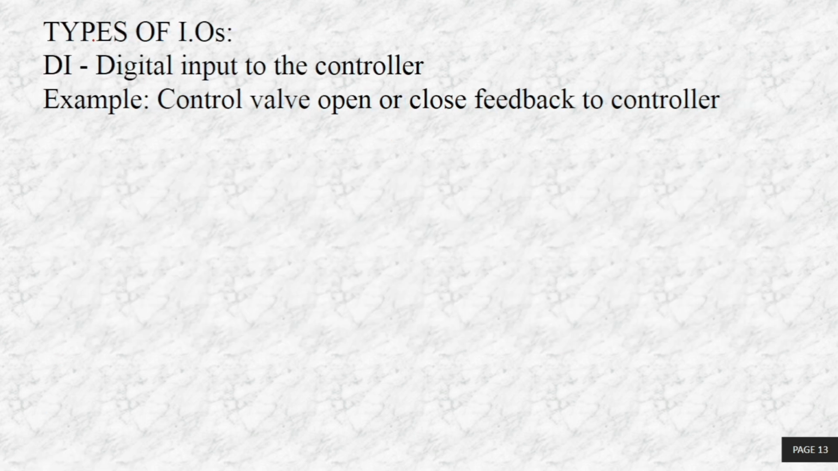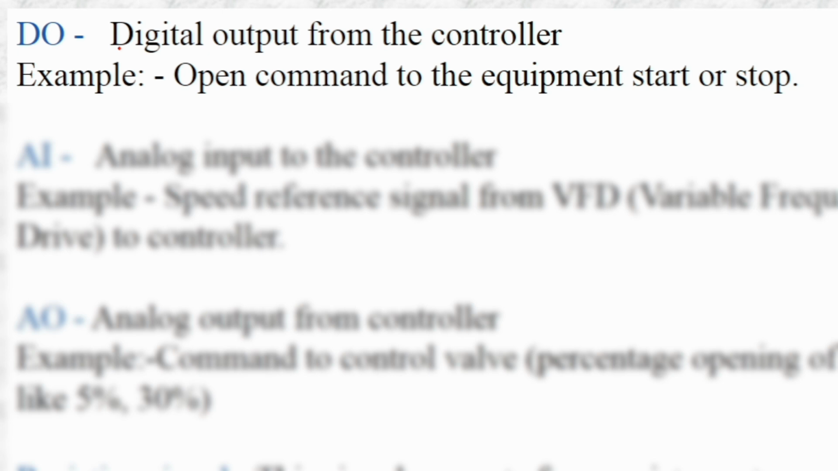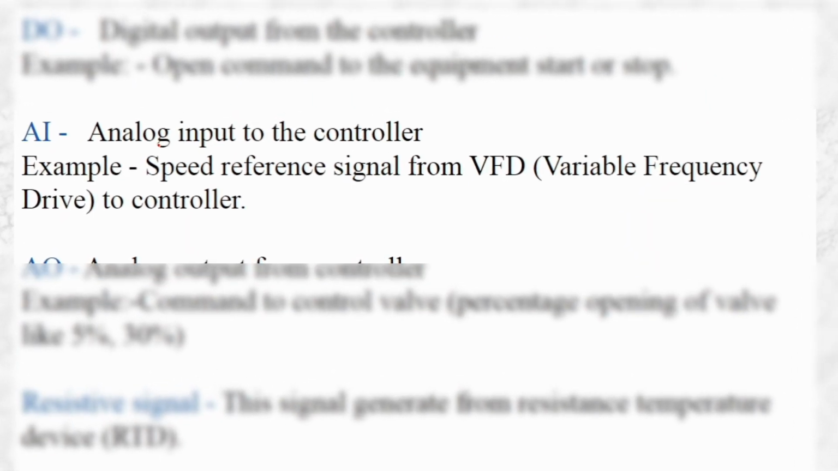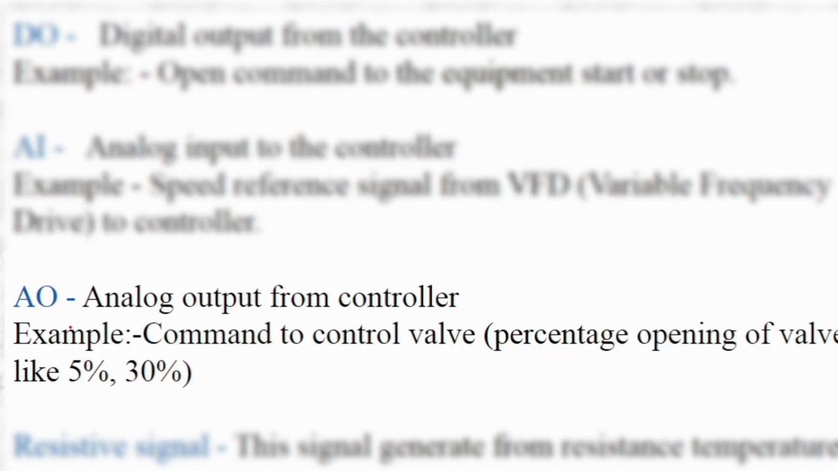Now types of IO. DI is digital input to the controller. What is DO? Digital output from the controller. DI and DO we speak of in terms of DCS or PLC. AI is analog input to the controller. What is an example of AI? Speed reference signal from the VFD, or any signal. This is just an example I am giving so that you can understand.